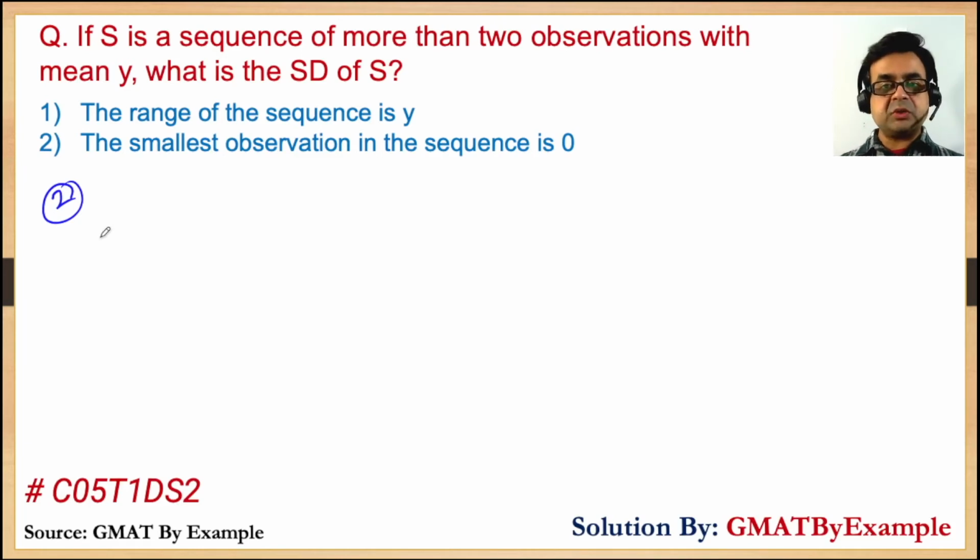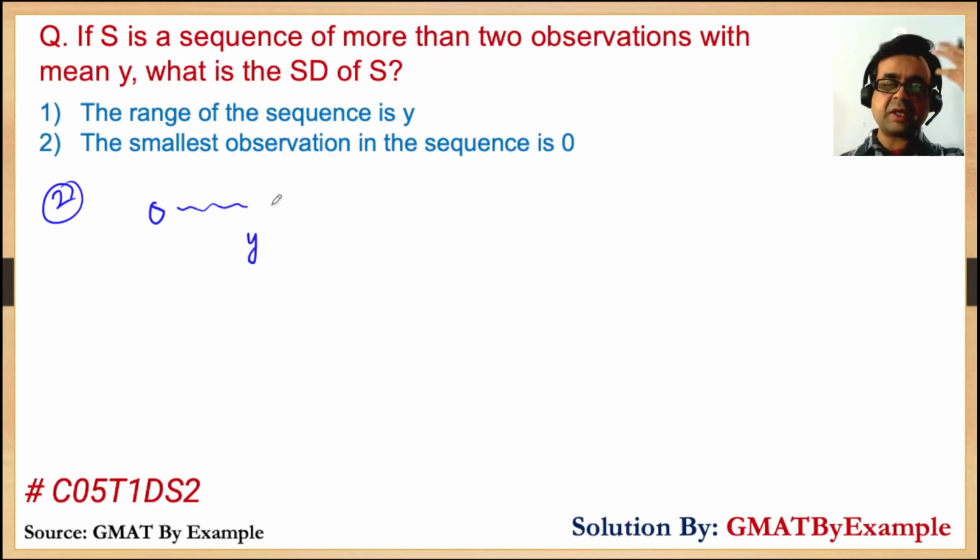In statement number 2, it is given that the smallest observation in the sequence is 0. So that is okay. We are given that the smallest observation in the sequence is 0 and nothing other than that, except that the mean is y.